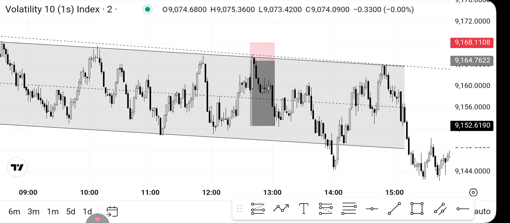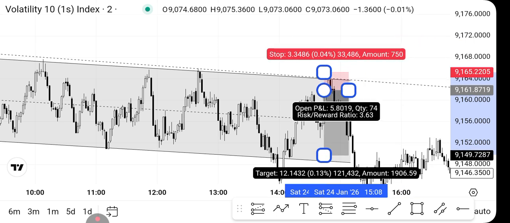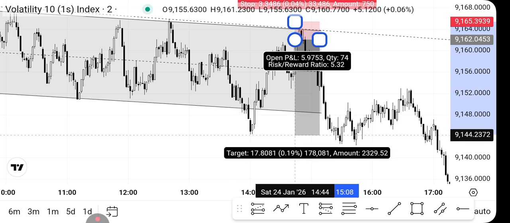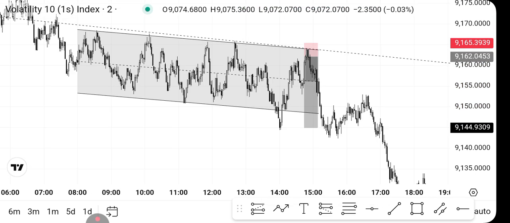Yeah, price came back again. It's a bearish engulfing candle here. You can enter after the bearish engulfing candle and stack again. This is as easy as it is.